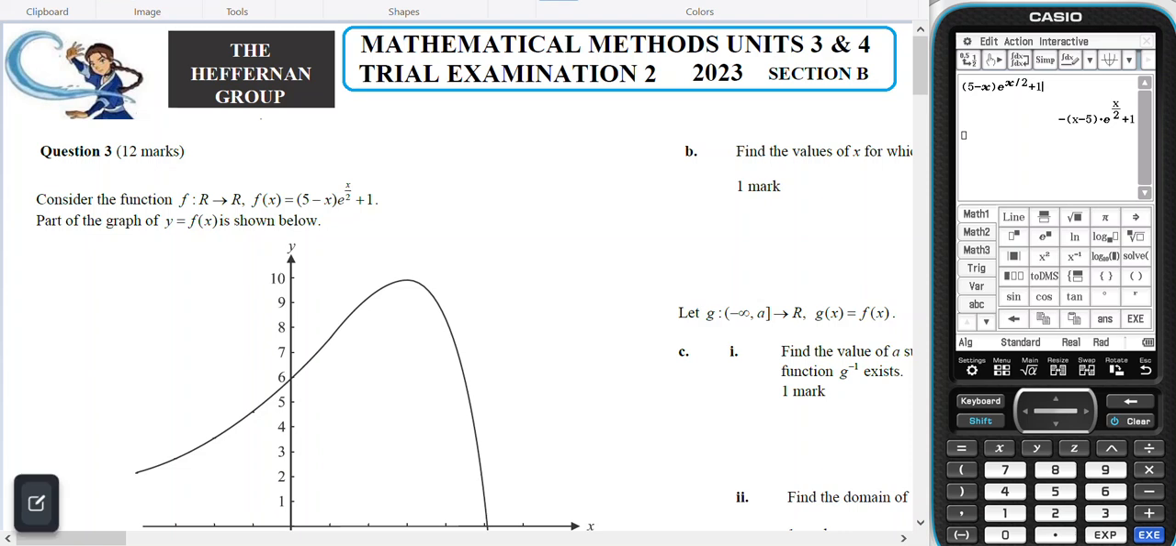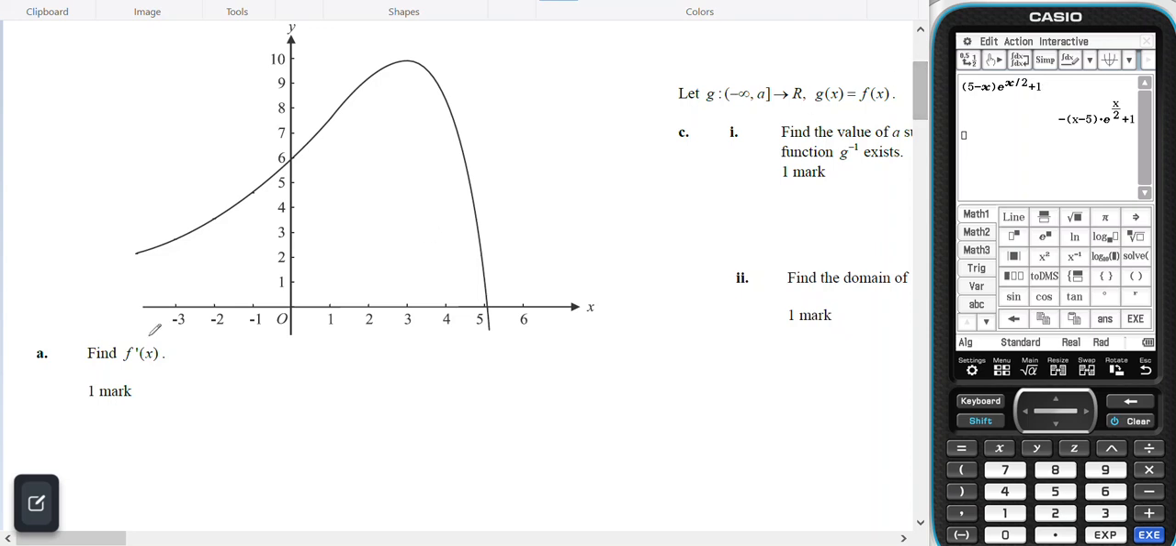Okay, question number 3. We have this product function where we've got (5 minus x) e to the x on 2 plus 1. Okay, so part A says find the derivative. So it's a 1-mark question for typing the derivative.